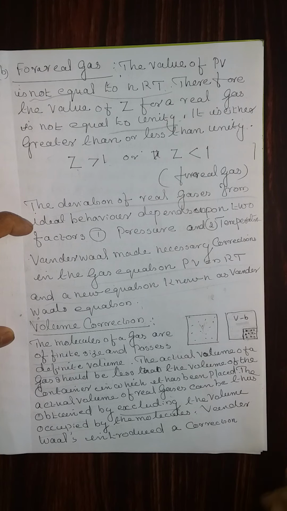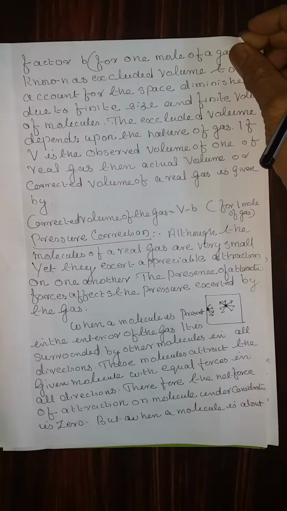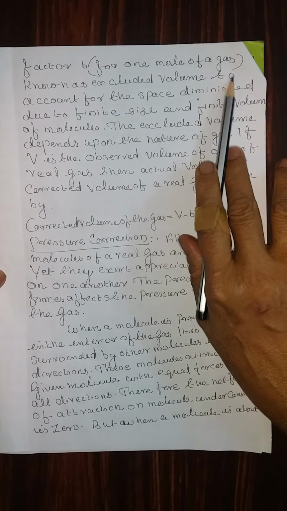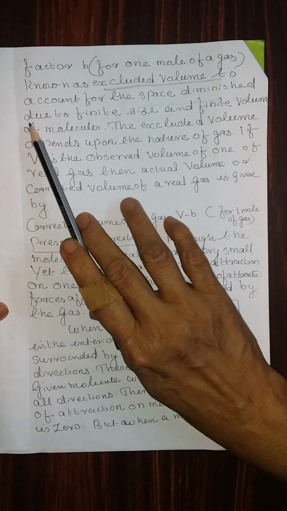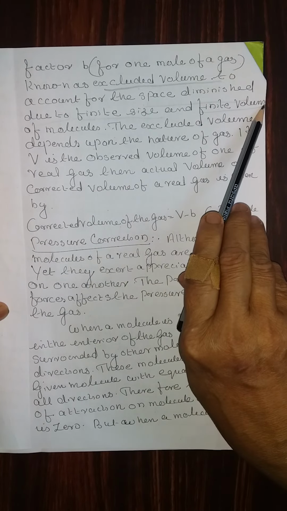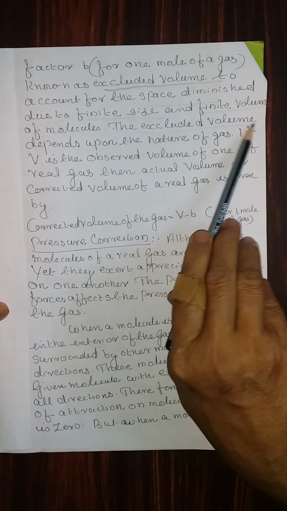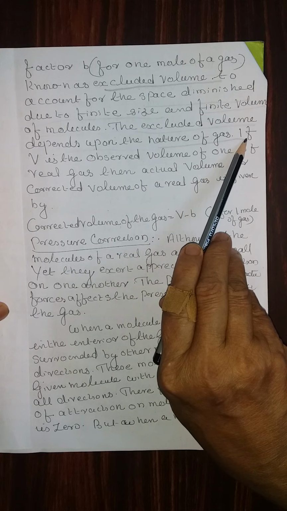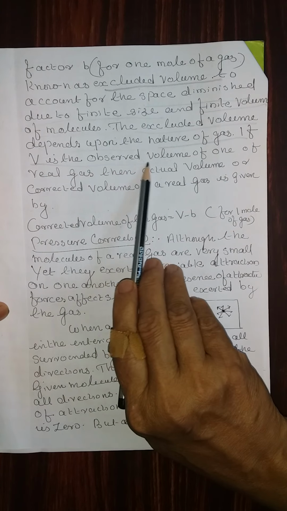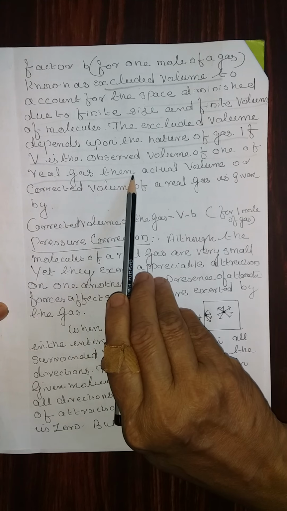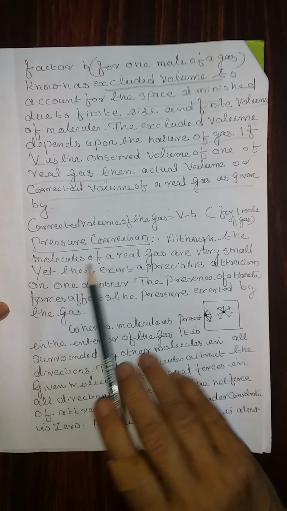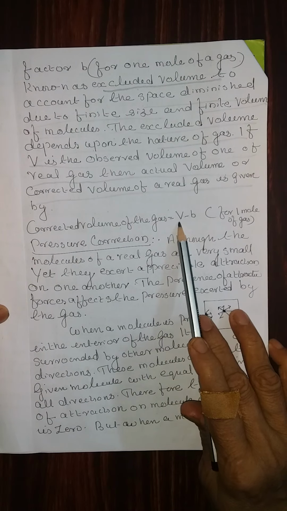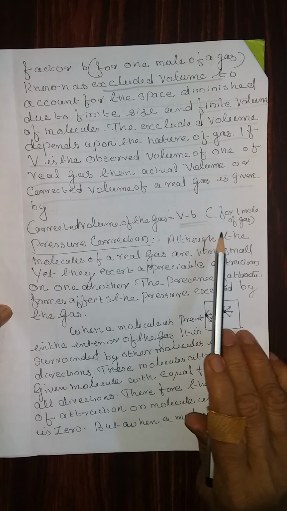Van der Waals introduced a correction factor b for 1 mole of a gas, known as excluded volume, to account for the space diminished due to the finite size and finite volume of the molecules. The excluded volume depends upon the nature of the gas. Fill in the blank question: if V is the observed volume of 1 mole of a real gas, then the actual or corrected volume of the real gas is given by V minus b, that is for 1 mole of a gas.